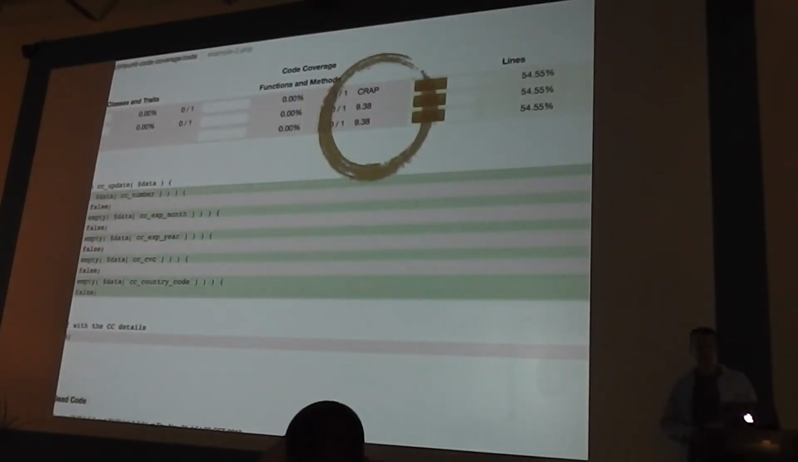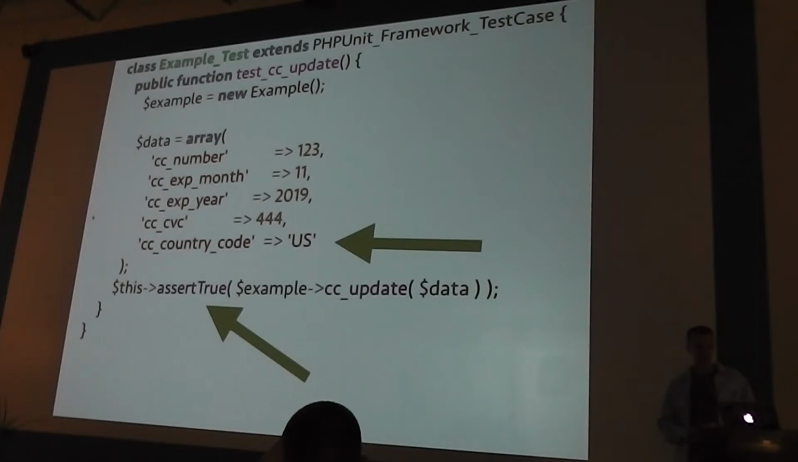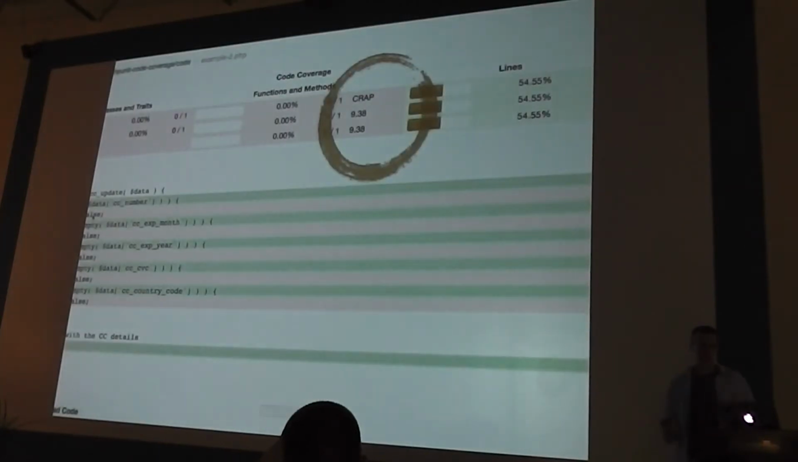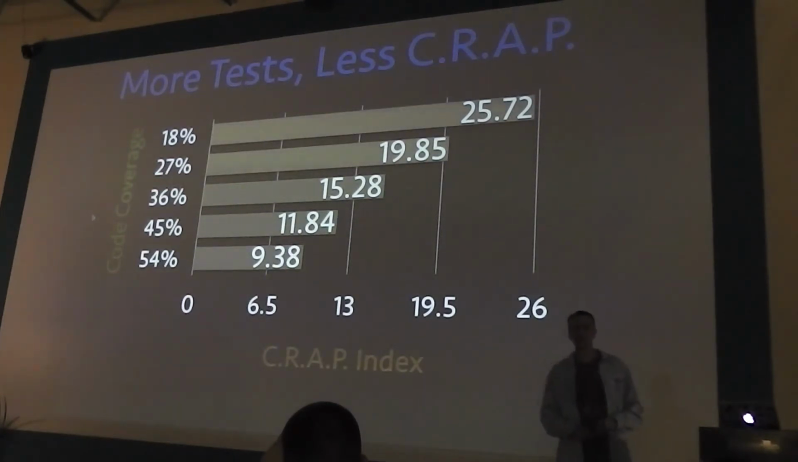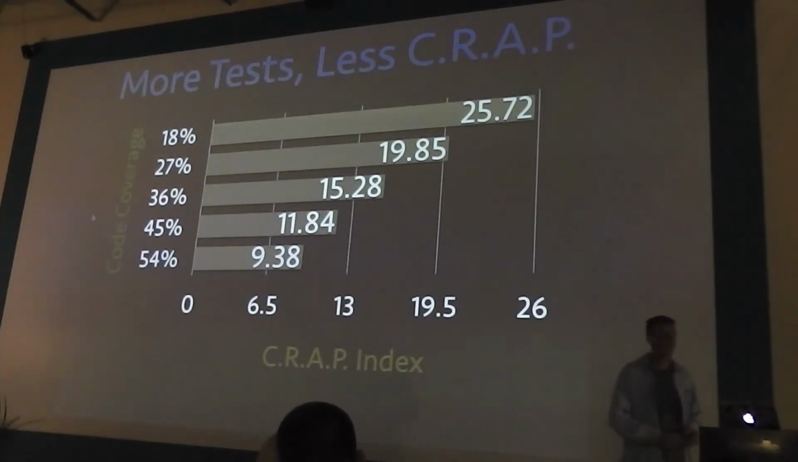We got it down to 9, and we're at about 54%, so about half of the lines of code are being executed. We can do a couple more checks. Our score doesn't actually reduce at that point because our lines of code didn't change. But here's the trend you can see. We started at 18%, and we had this nice big 25 number, and we dropped down to 9, but we're only executing half of the lines of code.